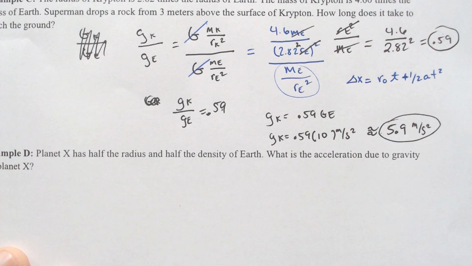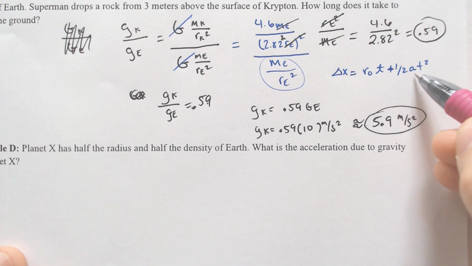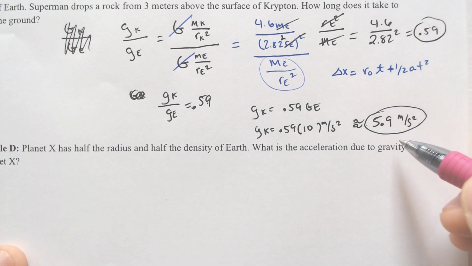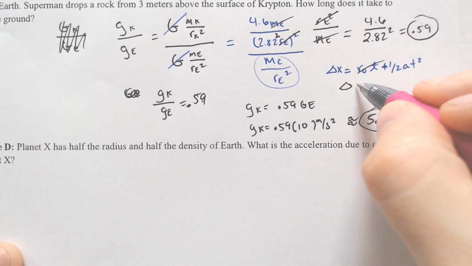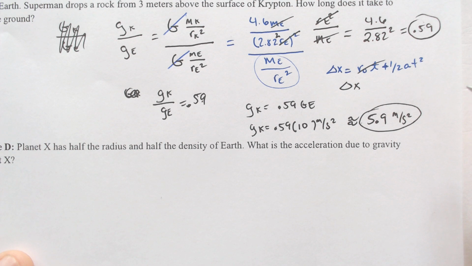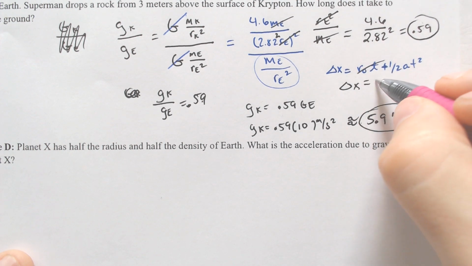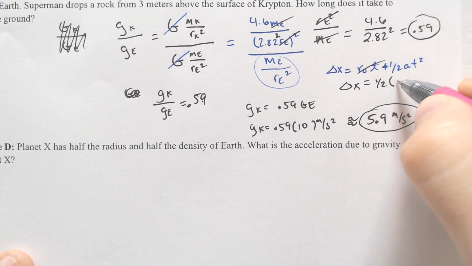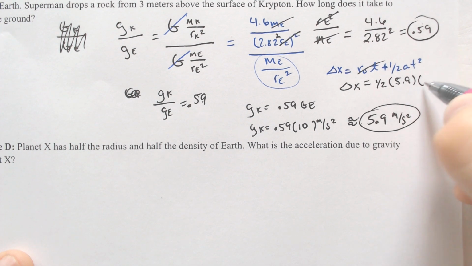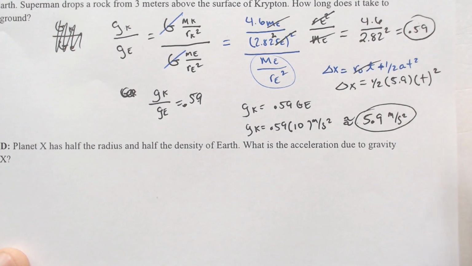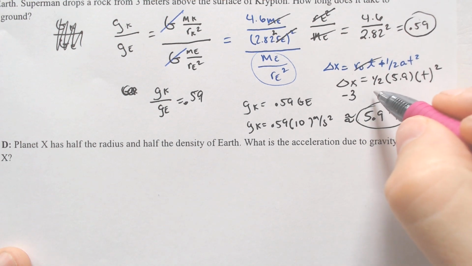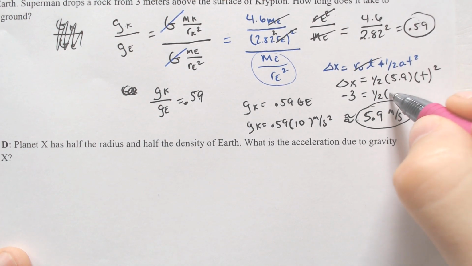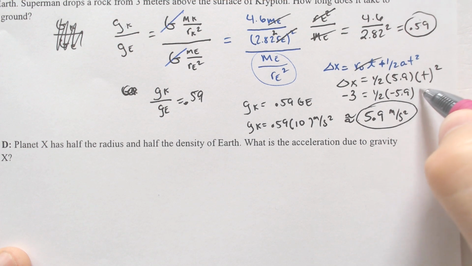And the difference here is that gravity is not going to be 10 meters per second. It's going to be 5.9. And there is no initial velocity because he dropped it. So it will take approximately, let's find out, 5.9 times a t squared. And he dropped it a height of 3 feet, so it went down by 3 feet. 1/2 times negative 5.9 times t squared.